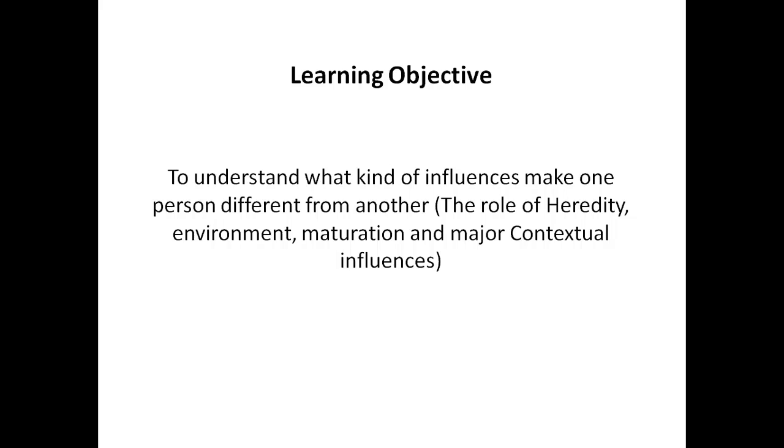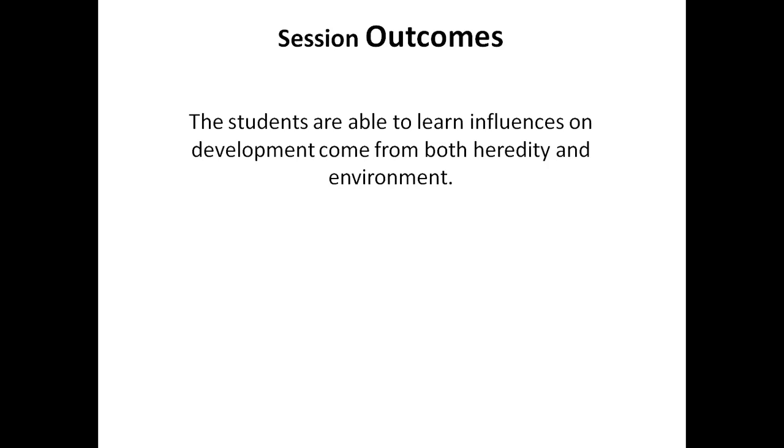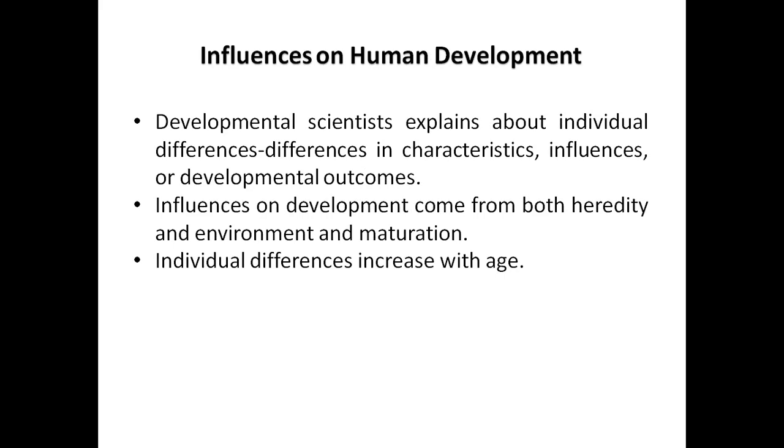The learning objective of this session is to understand what kind of influences make one person different from another, that is, the role of heredity, environment, maturation and other major contextual influences. The session outcome is that the student will be able to learn that influences on development come from both heredity and the environment. Developmental scientists explain individual differences. Individual differences are differences in characteristics, influences or developmental outcomes.